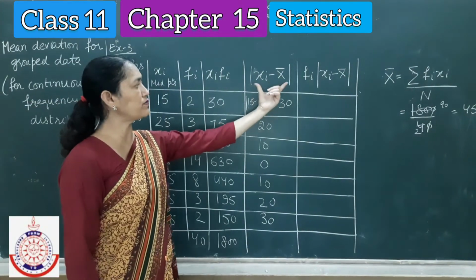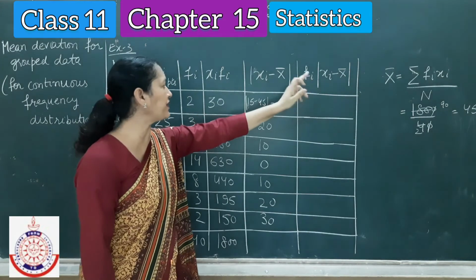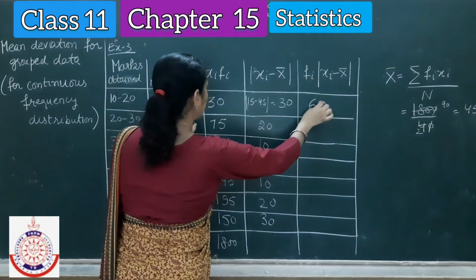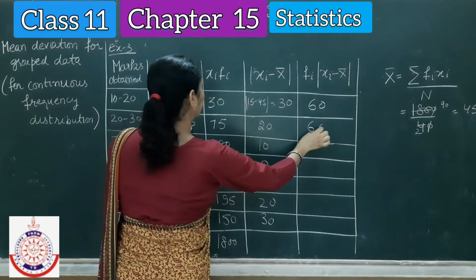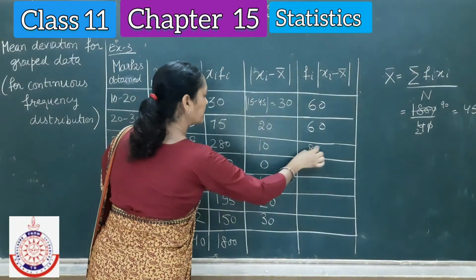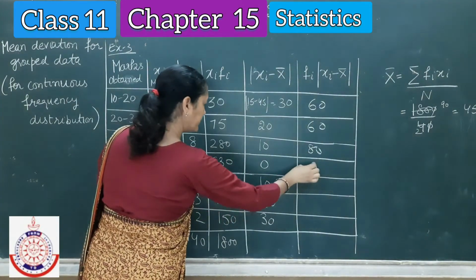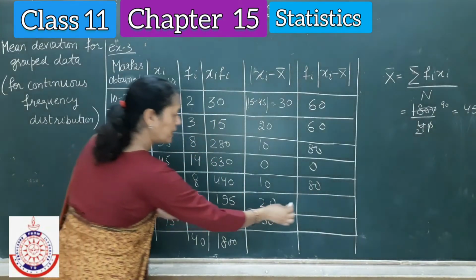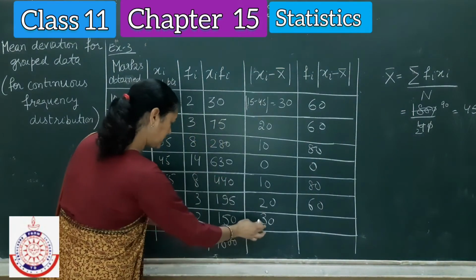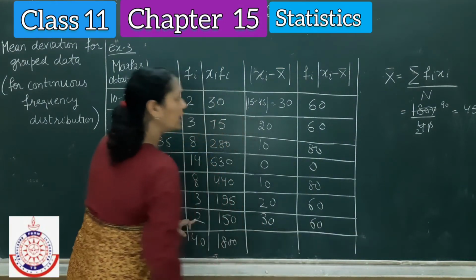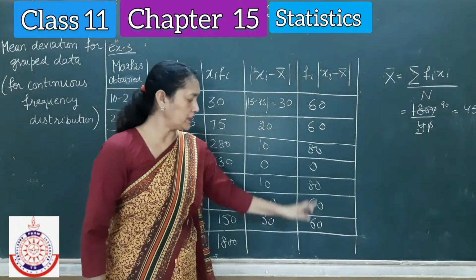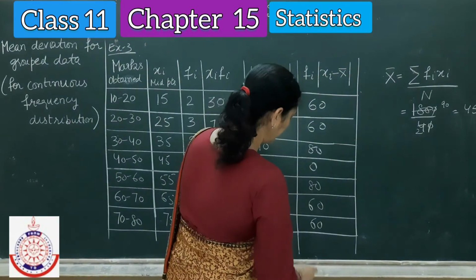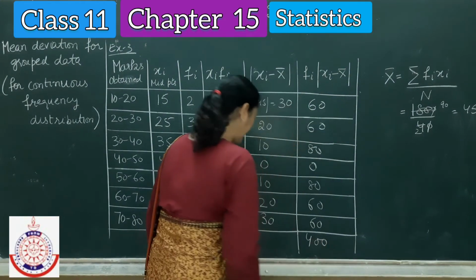Now, each value of this mod will be multiplied by corresponding fi. Fi's are 2, 2 into 30, 60, 3 into 20, 8 into 10, 14 into 0, 8 into 10, 20 into 3, then 30 into 2. Now again, we will be calculating its sum. Sum comes out to be 400.